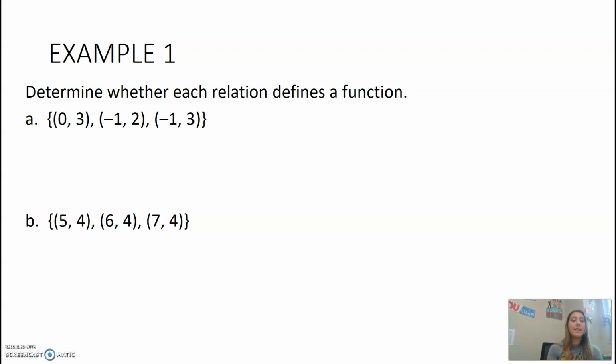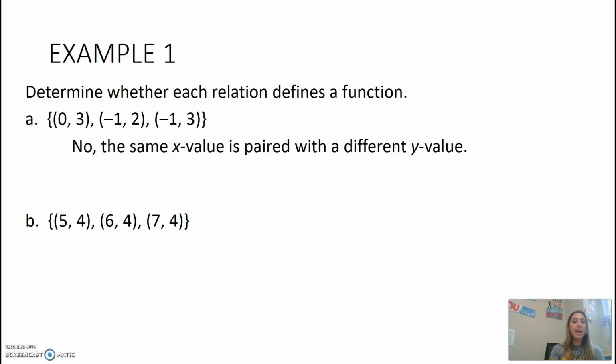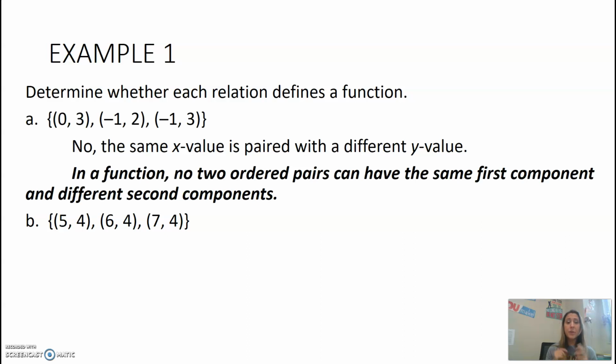So when we're looking at this, if I were to draw this out, we have the same x value paired with two different y values. So if I were to ask you for the output at -1, you would have to say 2 or 3. Because I'm having two different answers, two different y outputs for x, that means it is no longer a function. So in a function, no two ordered pairs can have the same first component, x value, and different y components. So that's what you want to make sure you're looking for.